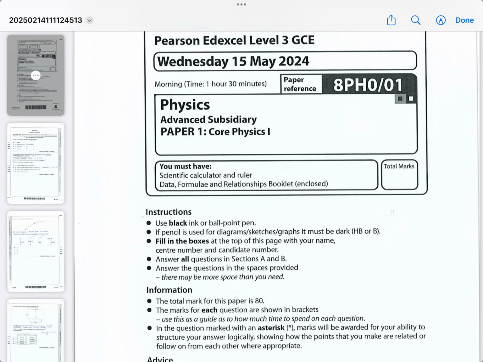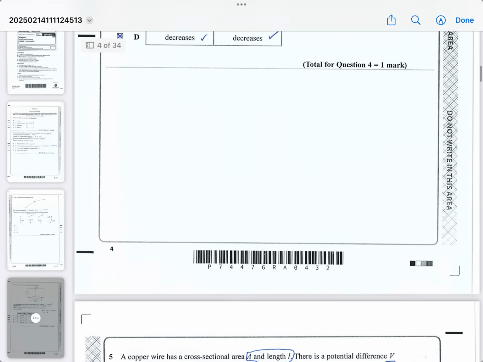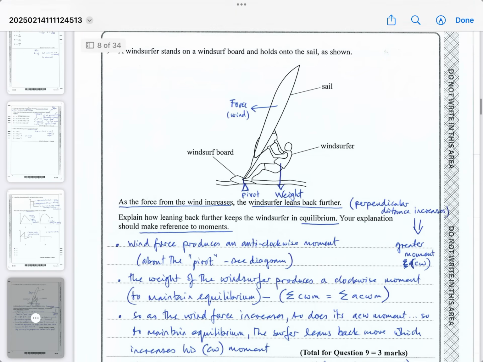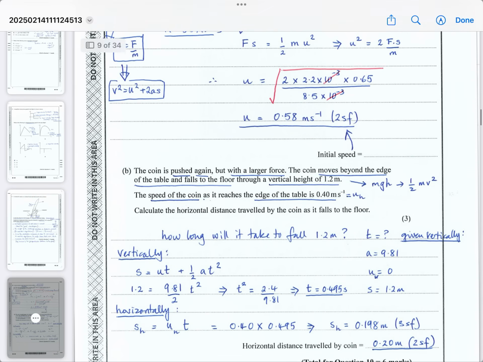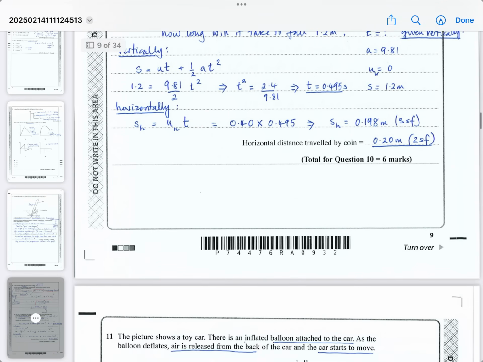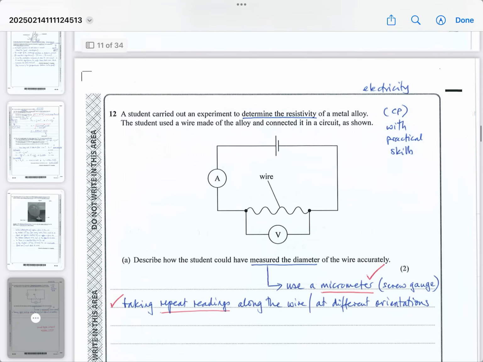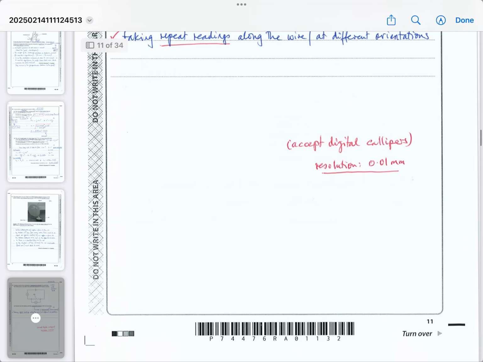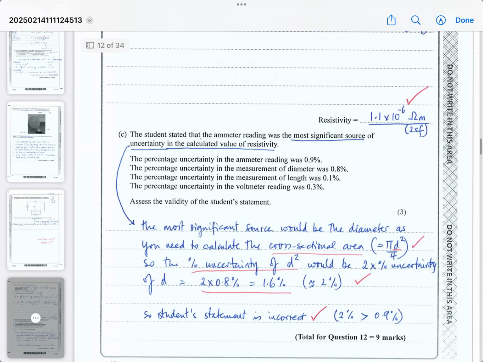Okay, so let's go and have a look. So multiple choice was the first 8 questions. So one of my students got 8 out of 8. Questions 9, moments, 10, a bit of projectiles, 11, Newton's laws, and 12, the first electricity question, which was on resistivity and practical skills like using micrometers and percentage uncertainties.